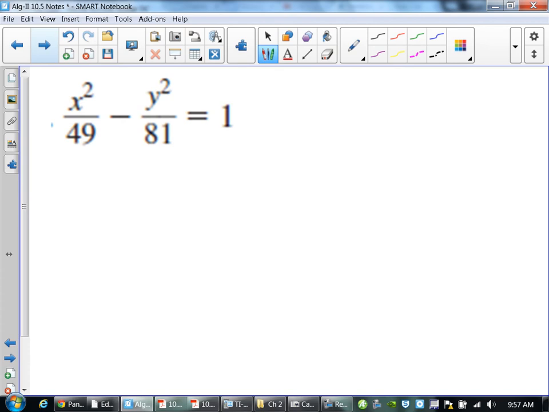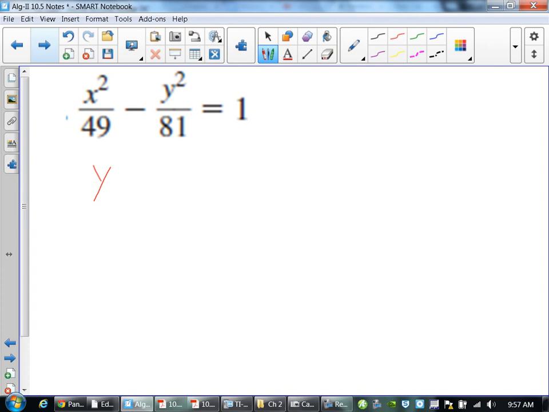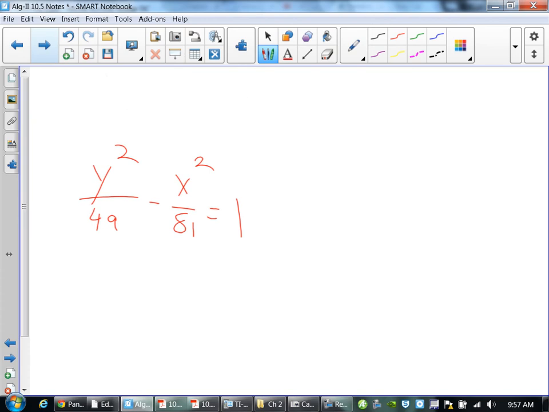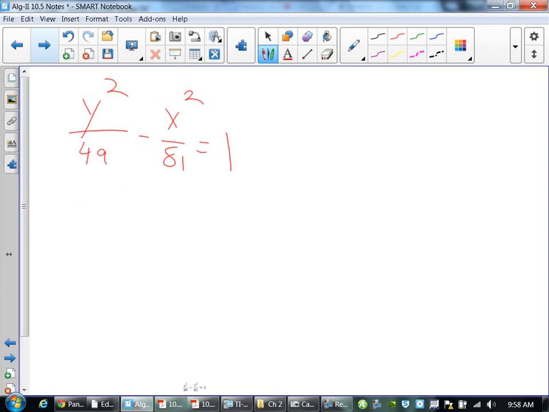That was an x squared one. Let's flip flop this. Let's make this a y squared one. So let's do y squared over 49 minus x squared over 81 is 1, just so we get the idea of what it looks like going the other way. If y squared came first, it's got to go up and down. I'm going to mark it up and down this time so I don't make a dumb mistake like I did last time.